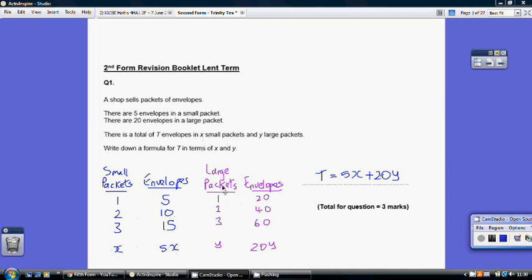Same with the large packets, where we've got 20 in a large packet. 1 packet we'd have 20 envelopes, 2 packets we'd have 40, and so on. So y large packets, we'd have 20y worth of envelopes. So the total number of envelopes we have is 5x plus 20y. T represents the total number of envelopes, so T equals 5x plus 20y.